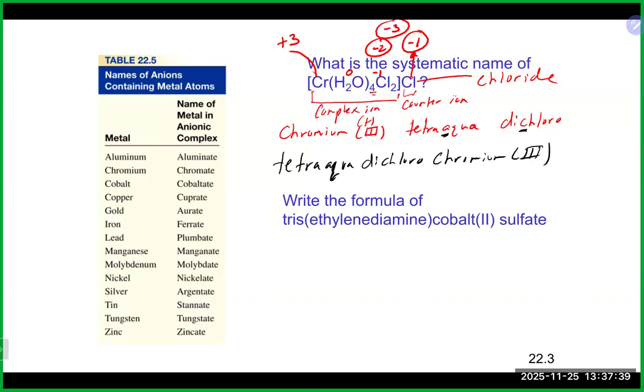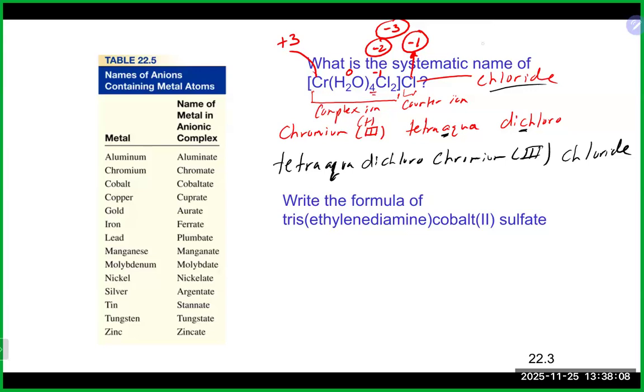Any questions on that name there? Oh, I'm sorry. I should put the chloride. Thank you. I forgot it there. I got lost looking at that. Obviously our counter ion there would be chloride in this case. So tetraaquadichlorochromium(III) chloride. Without the chloride there, it would just be that with ion at the end of the name.